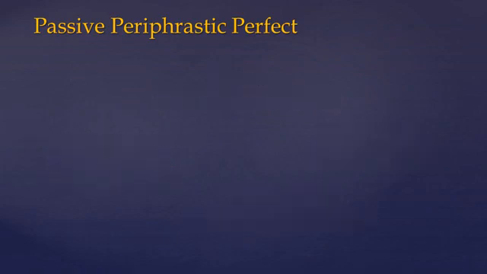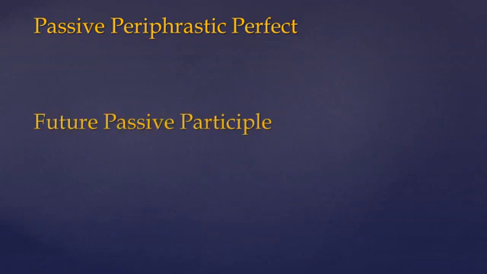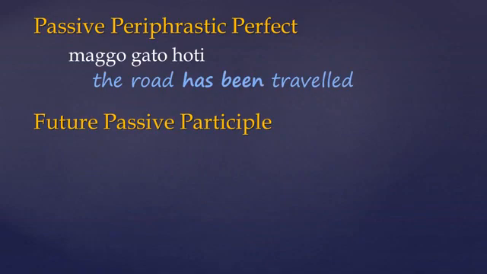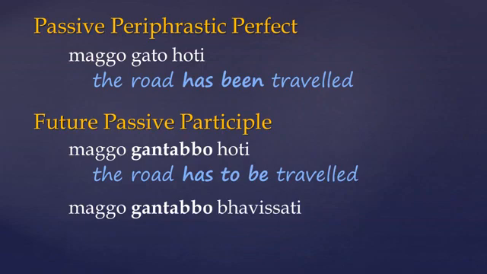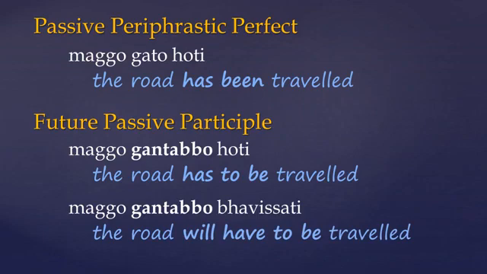And similar to the past passive participle is what's called the future passive participle. So if we take the example, the road has been travelled, we can form the same sentence but with a future passive participle. And these participles have quite a wide range of meanings, from capable of to should be or ought to be done. And these too are often used in periphrasis with forms of hoti and bhavati. So in the present we would get the road has to be travelled, but you may also find them with a future inflected auxiliary verb, in which case this would be rendered the road will have to be travelled.